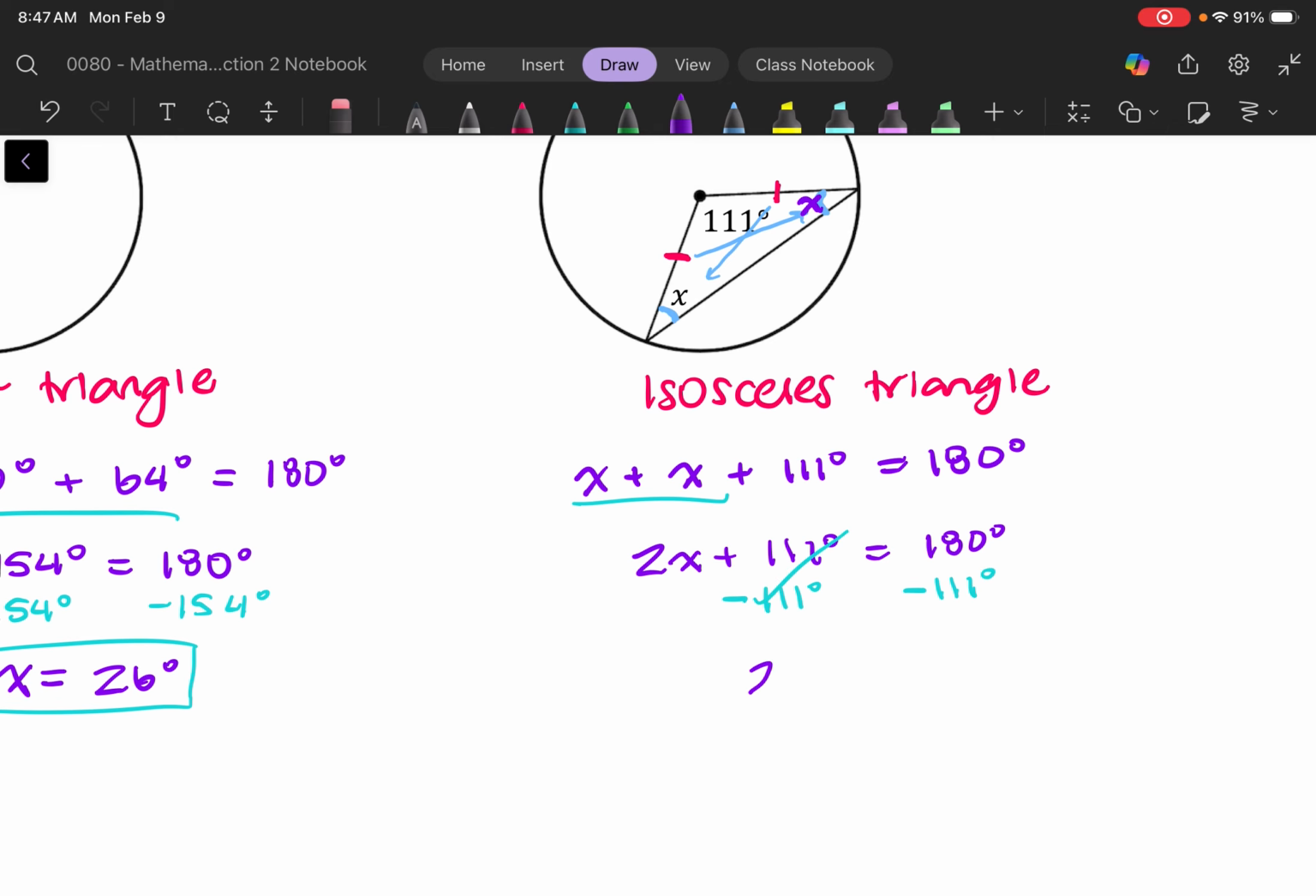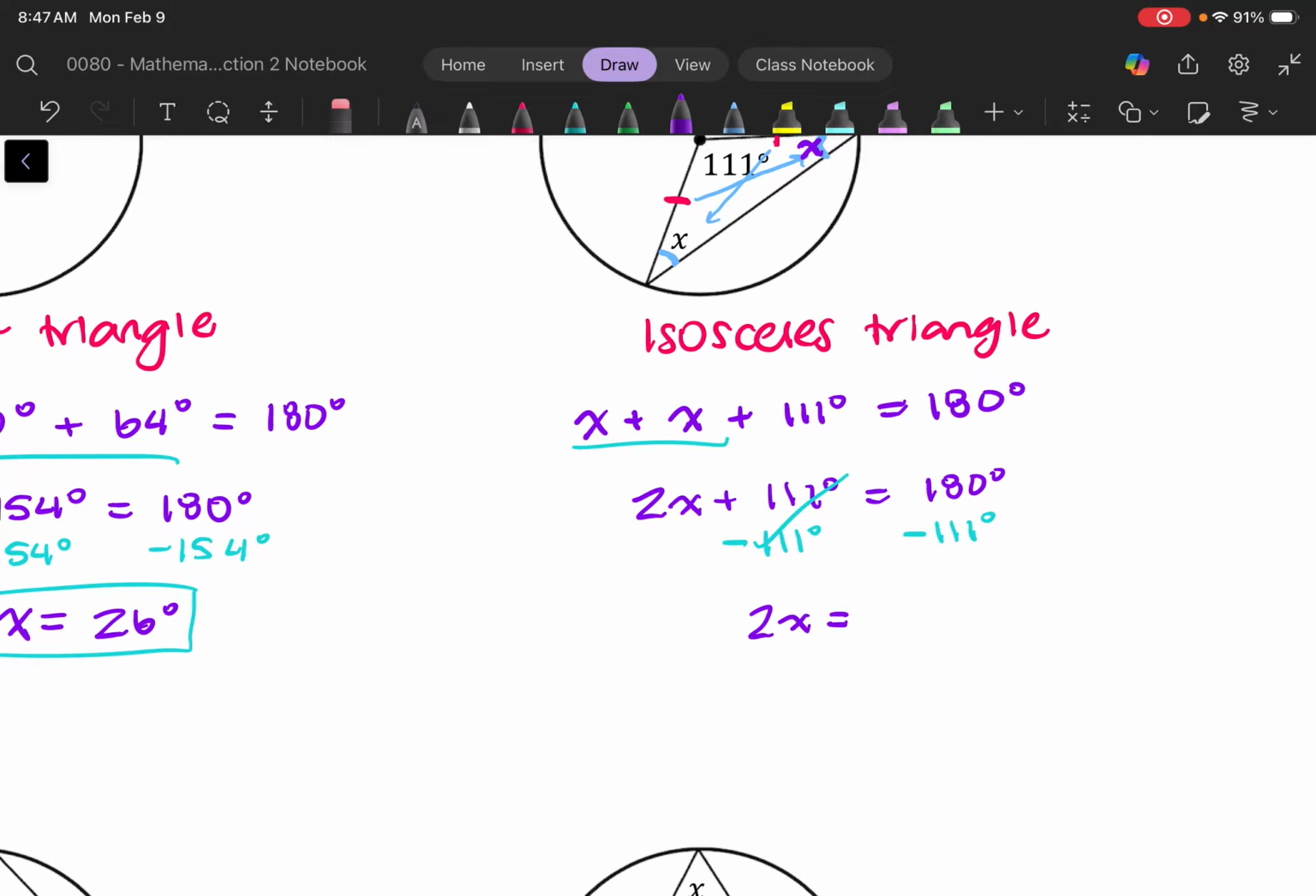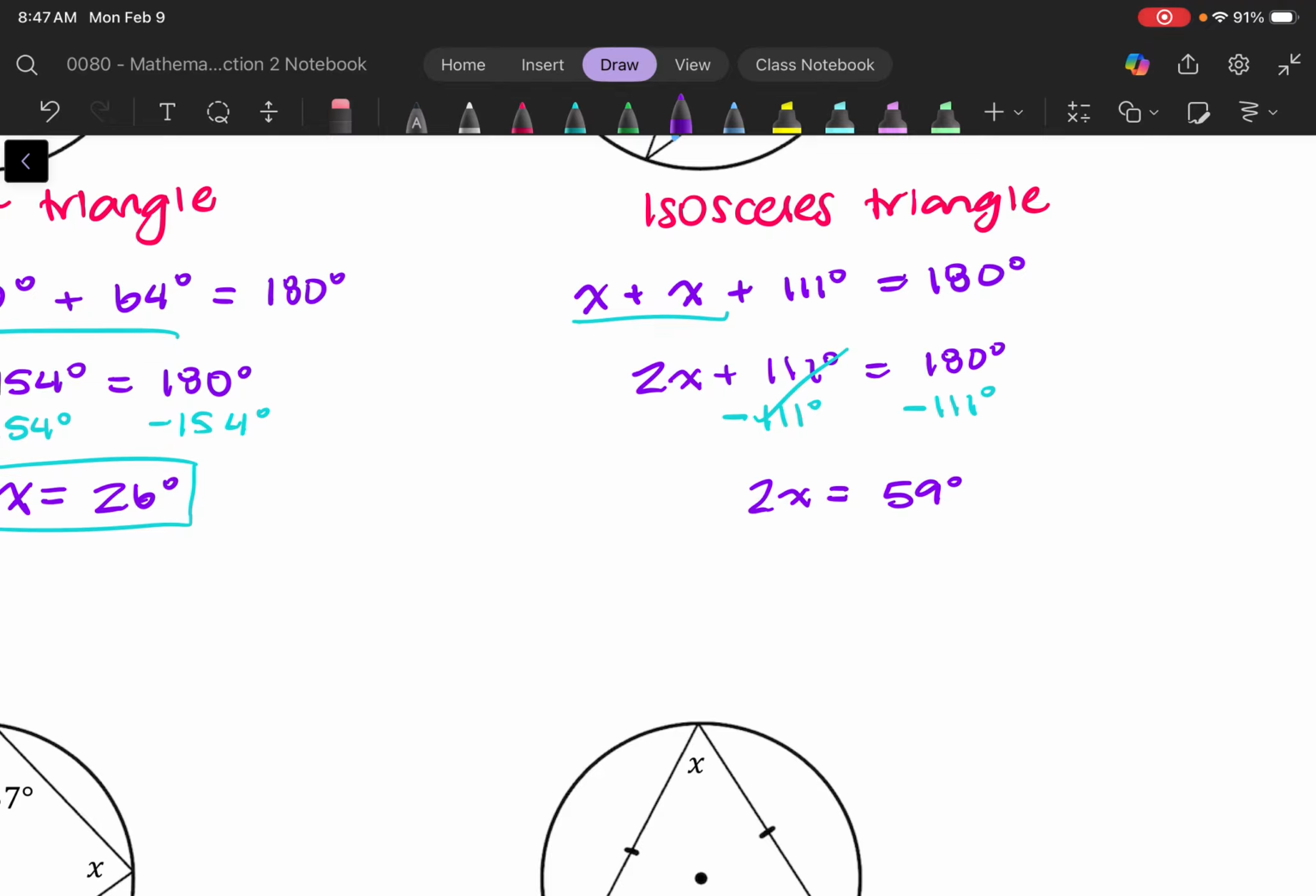And when I do that, I get 2x is equal to, that's a great question, 59 degrees. And I'm going to divide both sides by 2. So I get that final answer. Doing some mental math here, half of 50 is 25, half of 9 is 4.5. So together, half of 59 is 29.5 degrees. Okay.